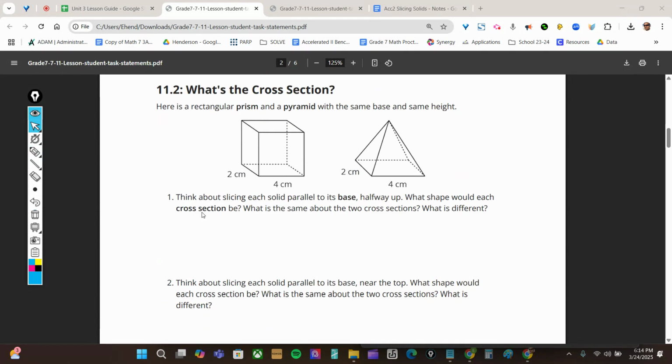All right, next section, it says, what is the cross section? Here's a rectangle prism and a pyramid with the same base and height, 2 by 4. Think about slicing each solid parallel to its base halfway up. What shape would each cross section be? Was it the same about the two cross sections? What is the same and what is different?